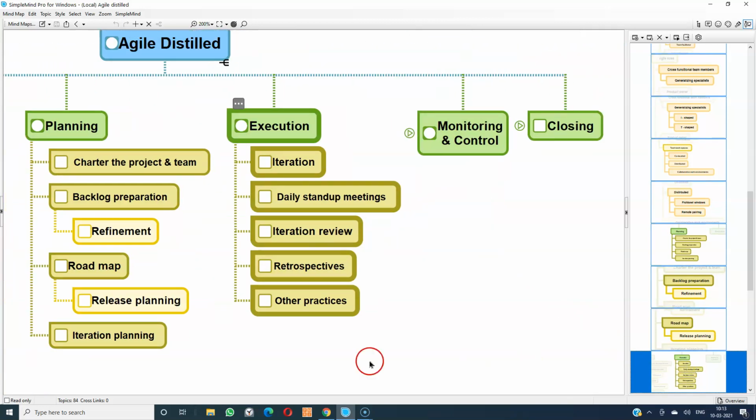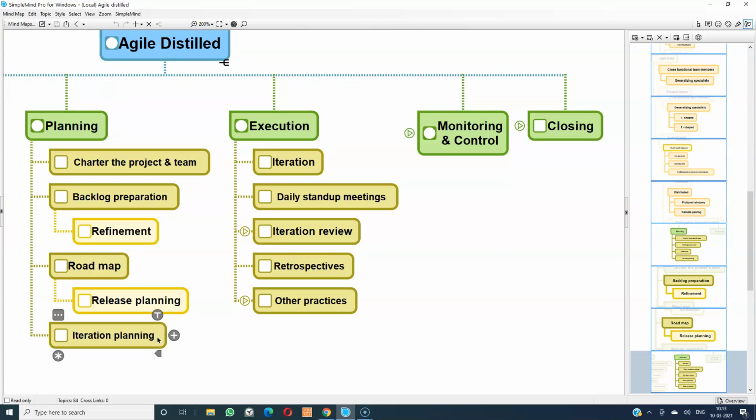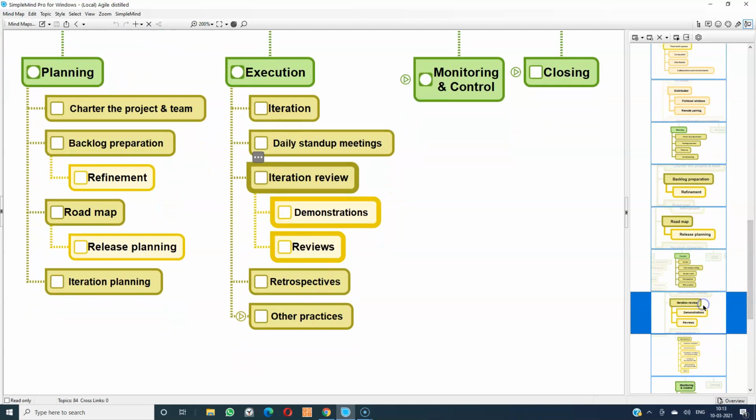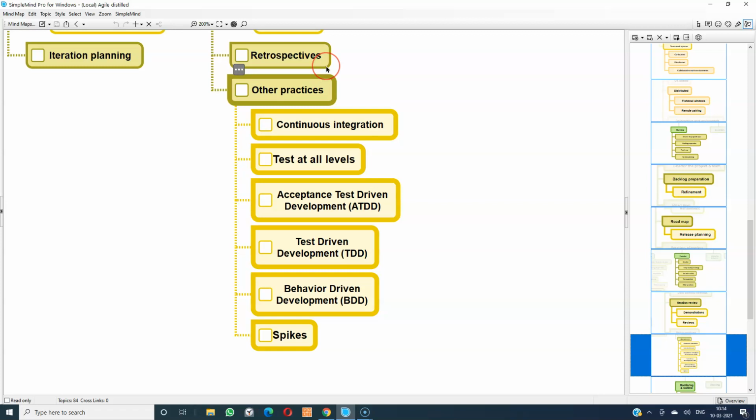Then we get into iteration planning. Iteration planning is a detailed planning of the iteration. Then execution mode. The whole execution happens in iteration. Within the iteration, we have a daily stand-up meeting, and at the end of the iteration, we have the iteration reviews, and in between there can be product demonstrations and reviews happening. Then we have retrospectives. That means at the end of the sprint or iteration, there is a retrospective exercise.